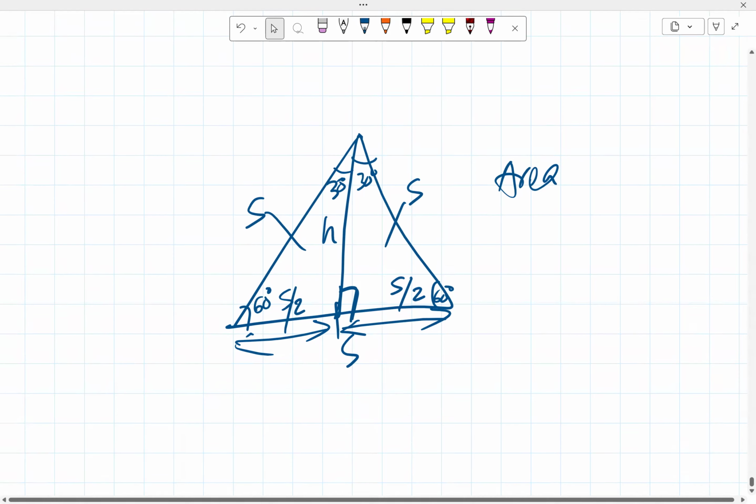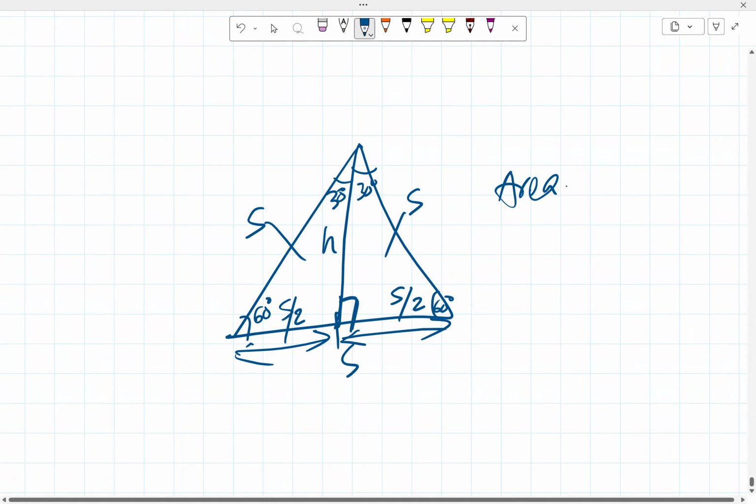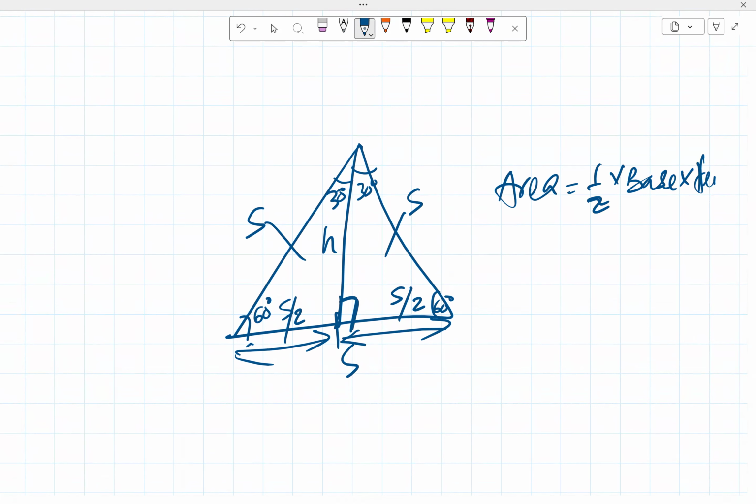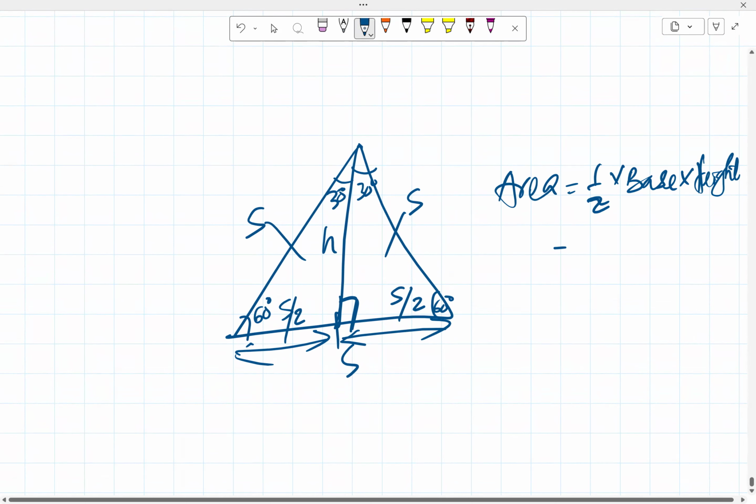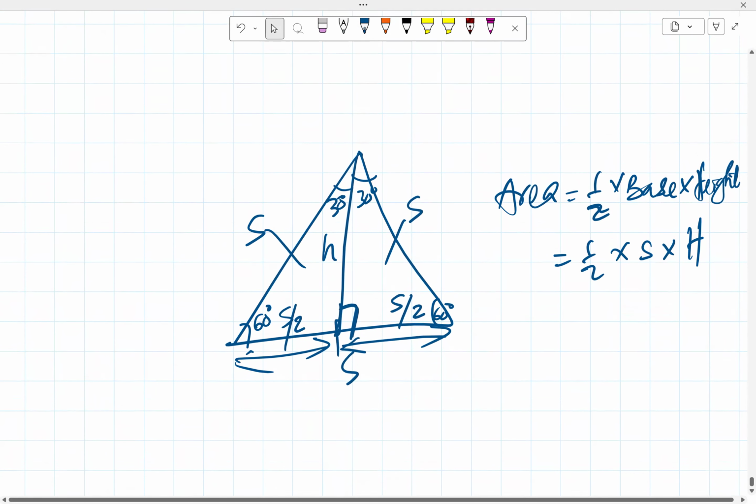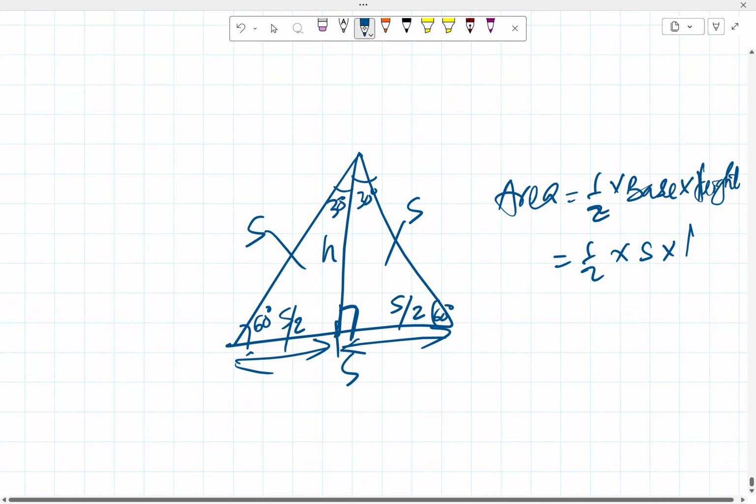So we need the base, of course. So we have area equals half times base times height. Okay, so the base is S. So half times S. We now need this height. So how do we find this height? Let me say small h here. So we need this small h.